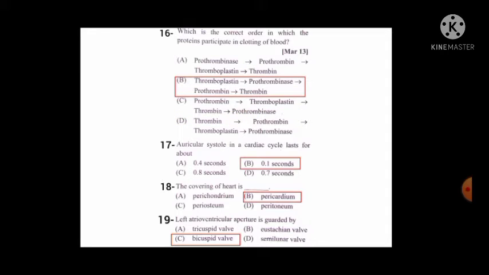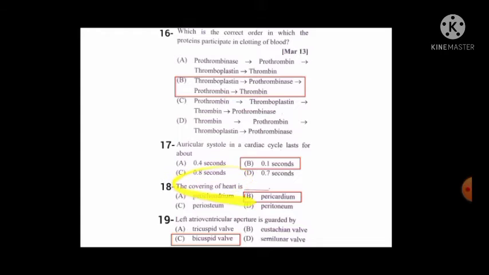Auricular systole in a cardiac cycle lasts for about. Auricular systole means atrial contraction. In a cardiac cycle, we have discussed that atrial contraction is for 0.1 second, while the total cardiac cycle is for 0.8 second. Ventricular systole is for 0.3 second, and ventricular relaxation is for 0.4 second.